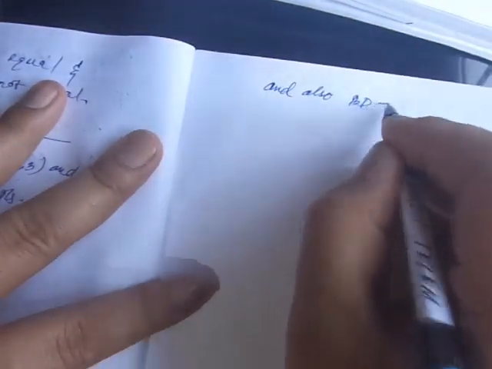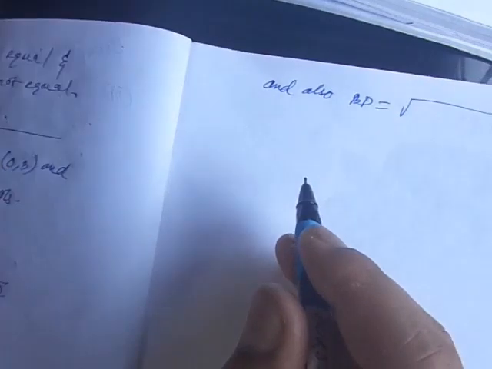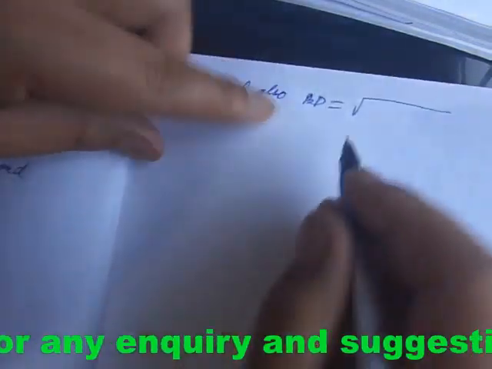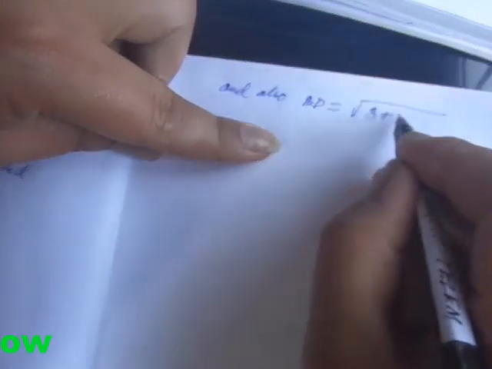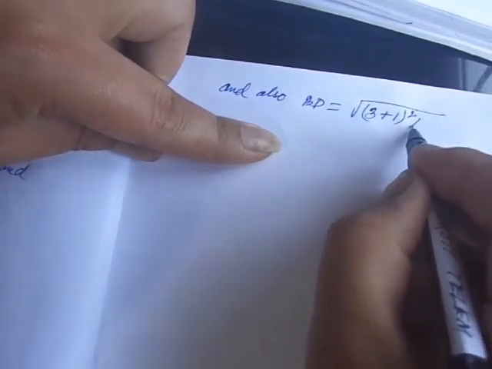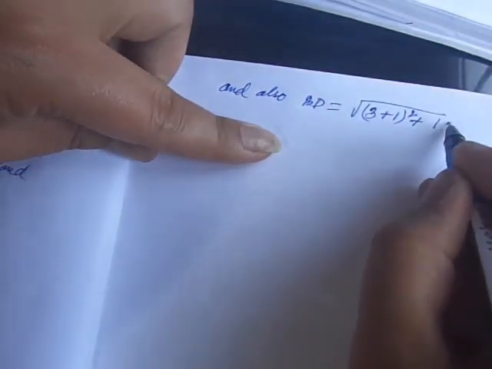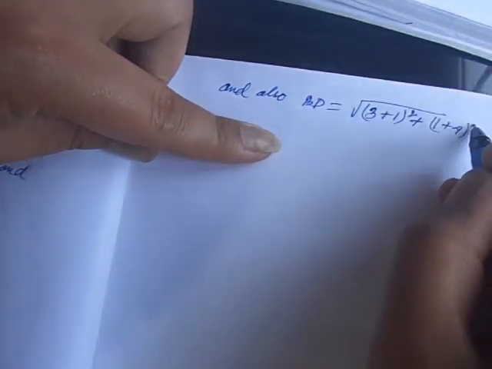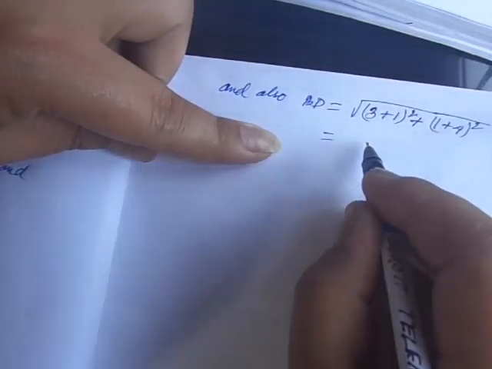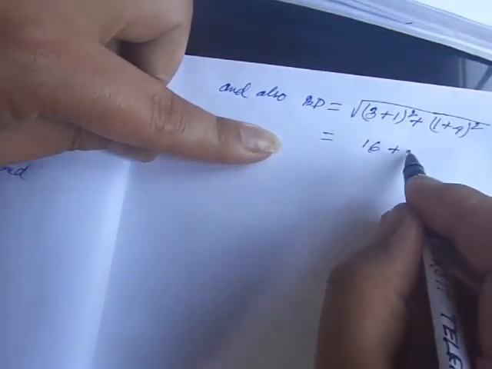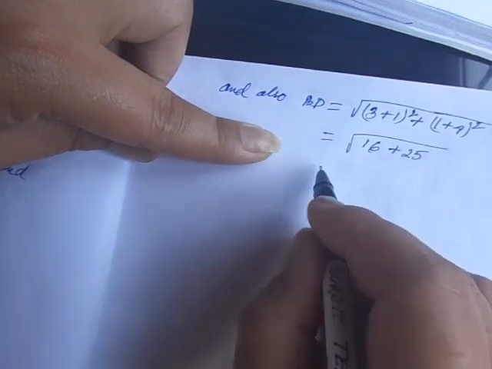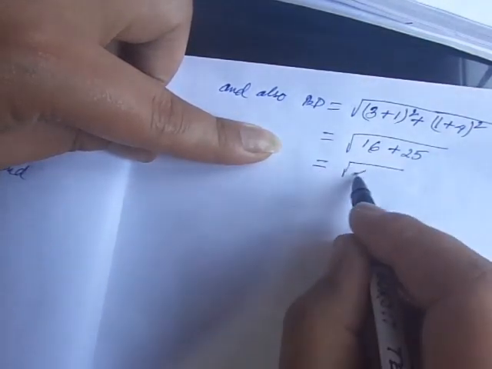So here BD equal to square root of, so 3 is bigger, so 3 plus 1 whole square, and plus 1 plus 4 here whole square, so it's equal to 4 square is 16, 5 square is 25, so we get here root 41.